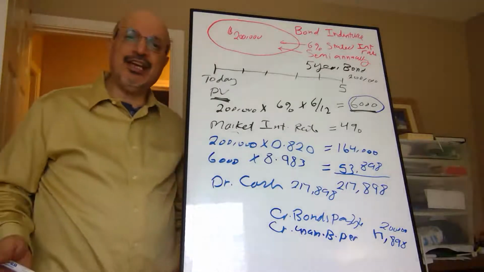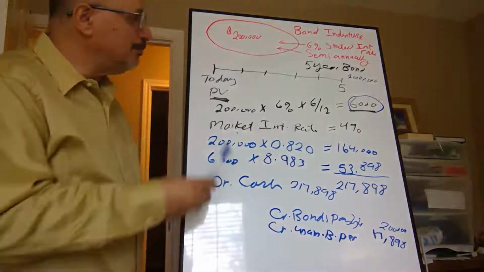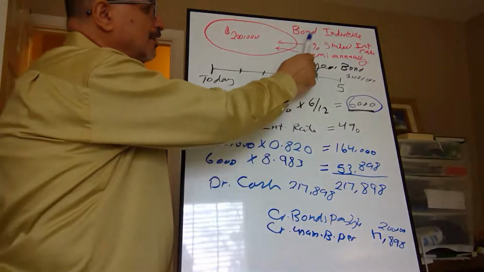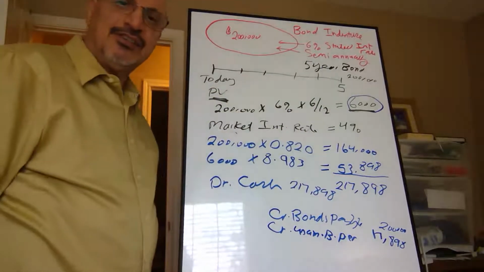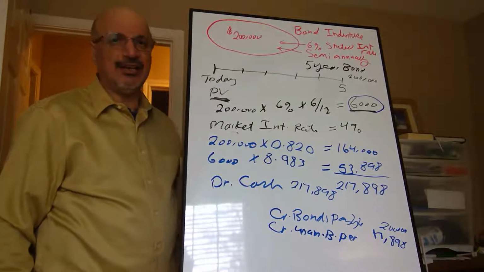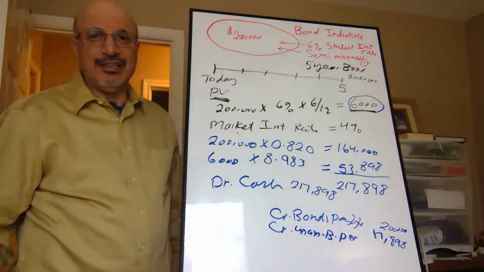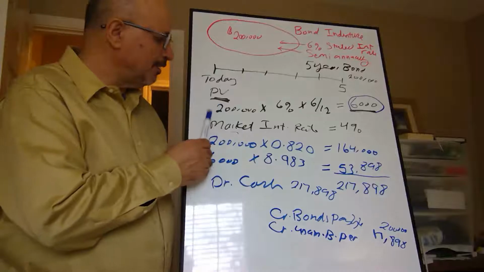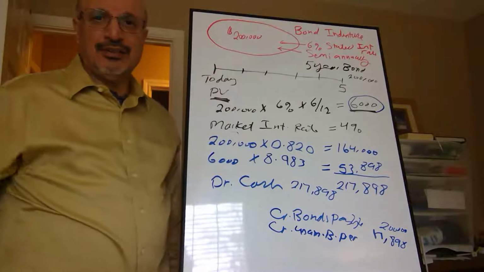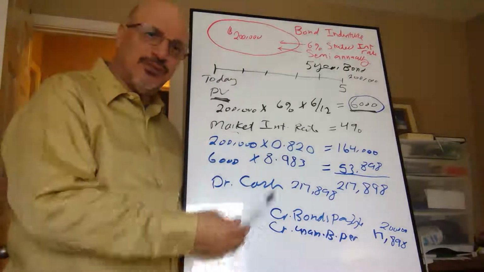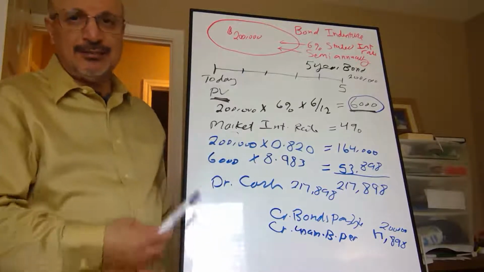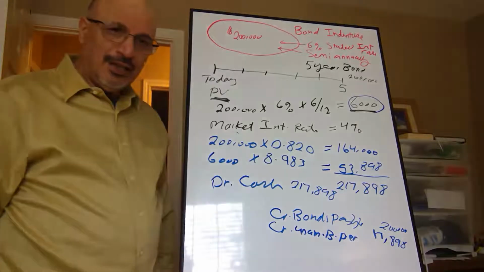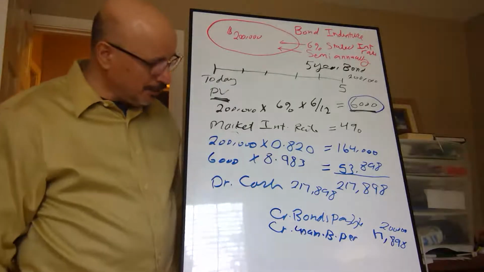Now, what happens if the market interest rate is exactly the same as our face interest rate? In this case, we're going to collect exactly $200,000. So we would just debit cash for $200,000 and credit bonds payable for $200,000.